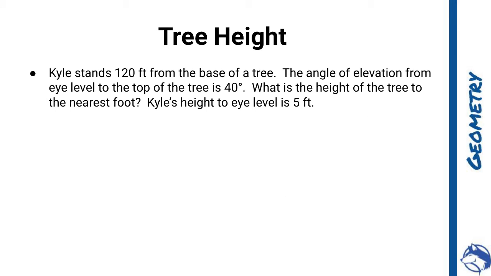Kyle stands 120 feet from the base of a tree. The angle of elevation from eye level to the top of the tree is 40 degrees. So what is the height of the tree to the nearest foot? Kyle's height to the eye level is 5. So what I do here is I like to just draw the picture. So here's Kyle. We know that he is 5 feet tall, so I'm going to put that marker in there. This is 5 feet.